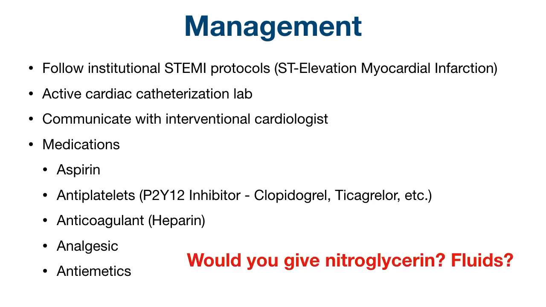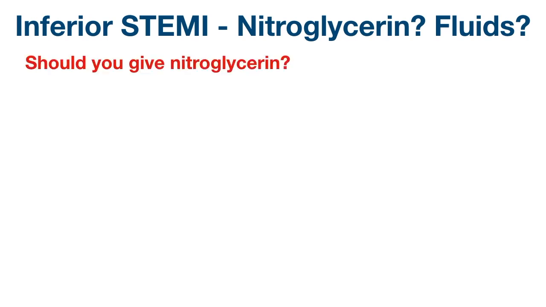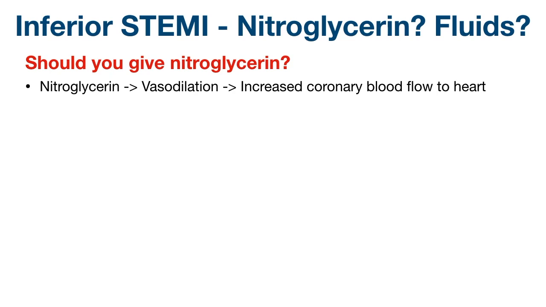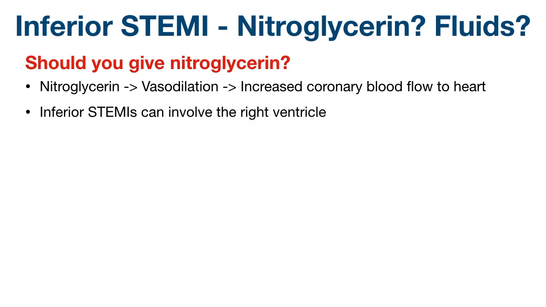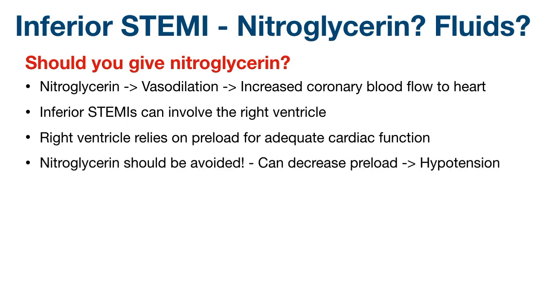What about nitroglycerin? When you were thinking about your management, did you say if you would give that? And then what about fluids? Are they safe? Starting with nitroglycerin, should you give it to the patient? Remember, nitroglycerin is often given for angina or acute MIs because it causes vasodilation, and coronary artery dilation increases blood flow to the myocardium. Inferior STEMIs are different. They can involve the right ventricle, and the right ventricle relies on preload for adequate cardiac function. Nitroglycerin reduces preload through its vasodilation, so it should be avoided in patients with an inferior STEMI, especially if right ventricular involvement is unknown or suspected.